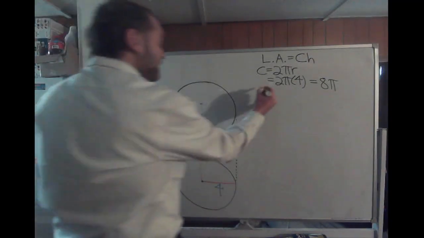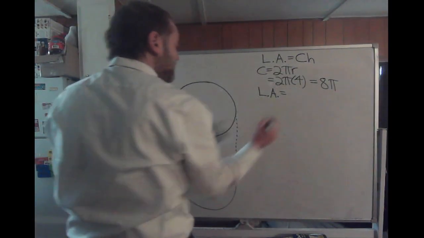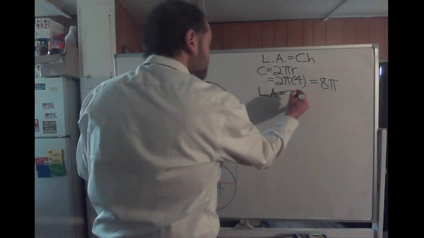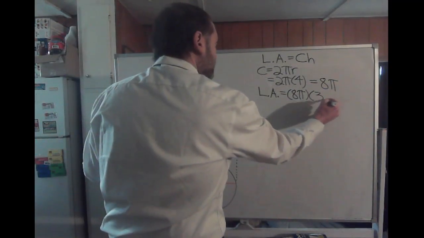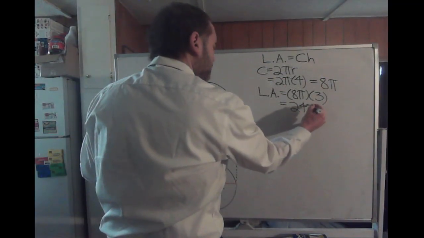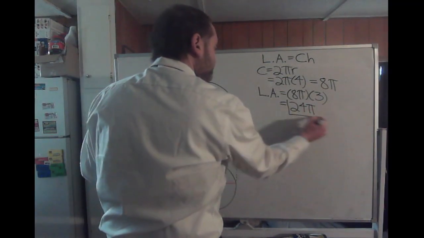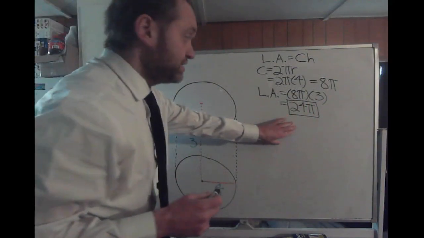Now we can find the lateral area since we know the circumference and the height. That, of course, would equal the circumference of 8 pi times your height of 3 units, which would give you a lateral area of 24 pi square units. So the lateral area for this cylinder would be 24 pi square units.